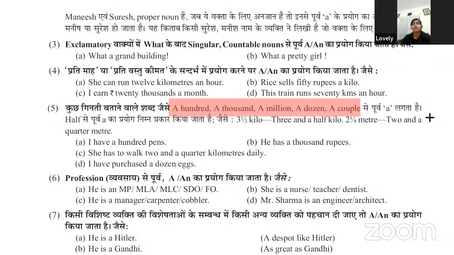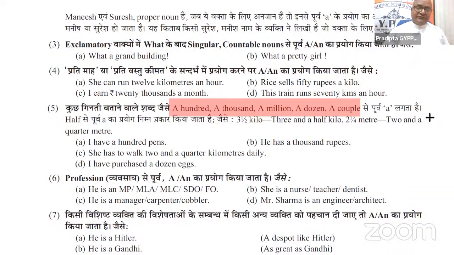My father bought a dozen bananas. Correct. Now, I have brought a dozen bananas. You have brought a dozen bananas. Sanvi, I have a couple of pens. You have a couple of pens.